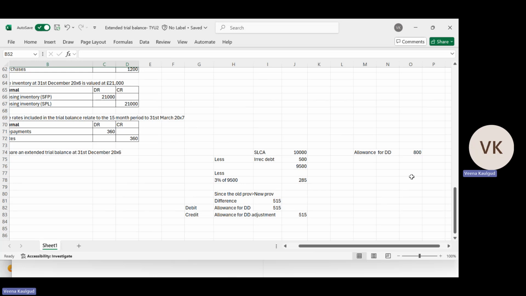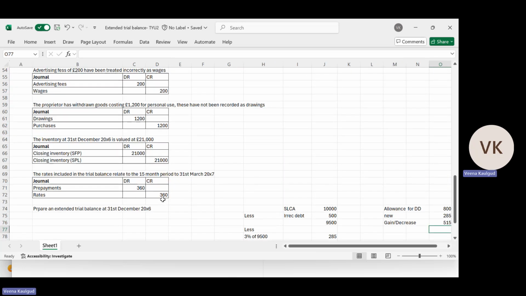So let me just write down here. The original allowance was 800. The new allowance is only 285. So it means it is a gain, or you can call it a decrease in the liability. Hence the difference of 515 needs to be credited to allowance for doubtful debt adjustment, because it's a gain. The allowance for doubtful debt original figure of 800 was a liability. It is going down, and hence you would adjust that 515. So this is about your allowance for doubtful debts.